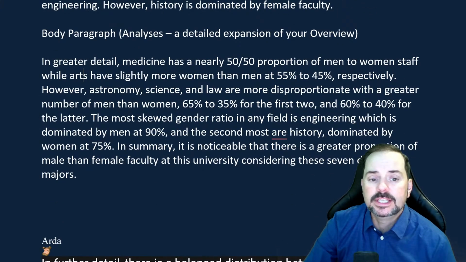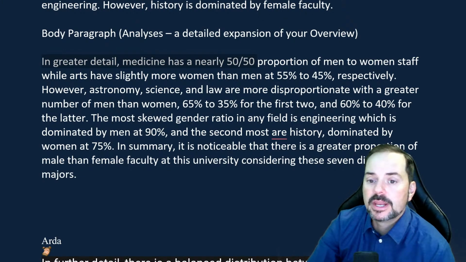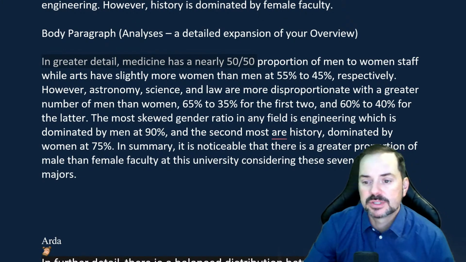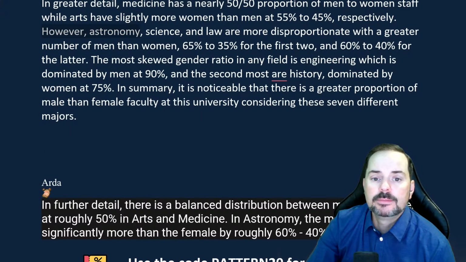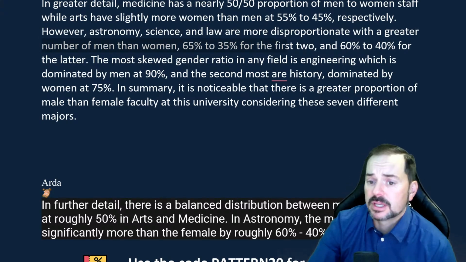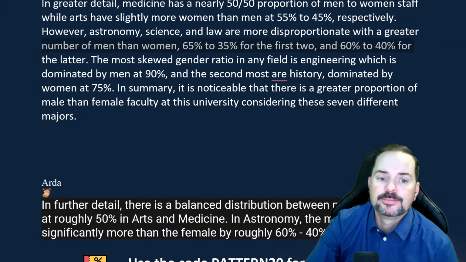In greater detail, medicine has nearly a 50-50 proportion of men to women staff, while arts have slightly more women than men at 55 to 45% respectively. However, astronomy, science, and law are more disproportionate, with a greater number of men than women, 65 to 35% for the first two, and 60 to 40% for the latter.